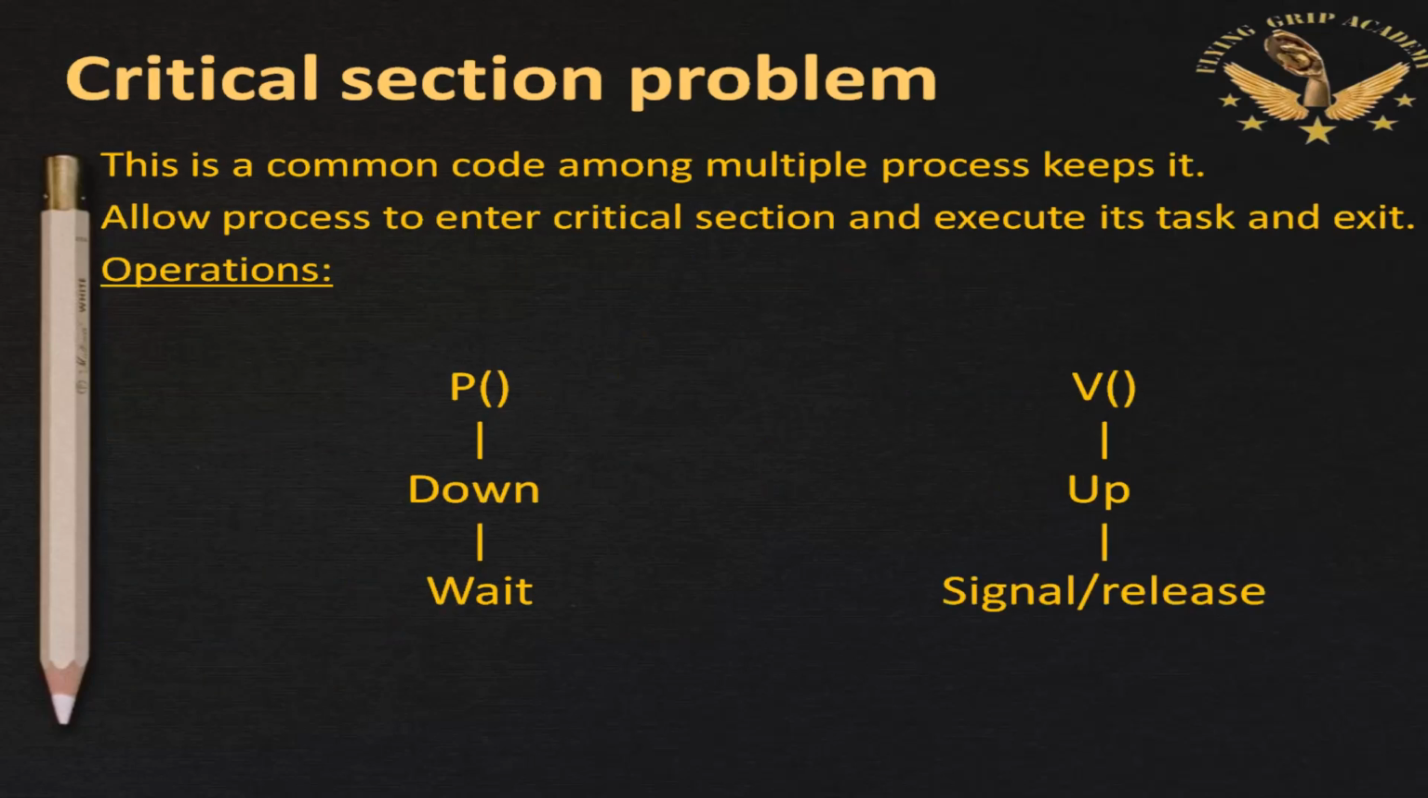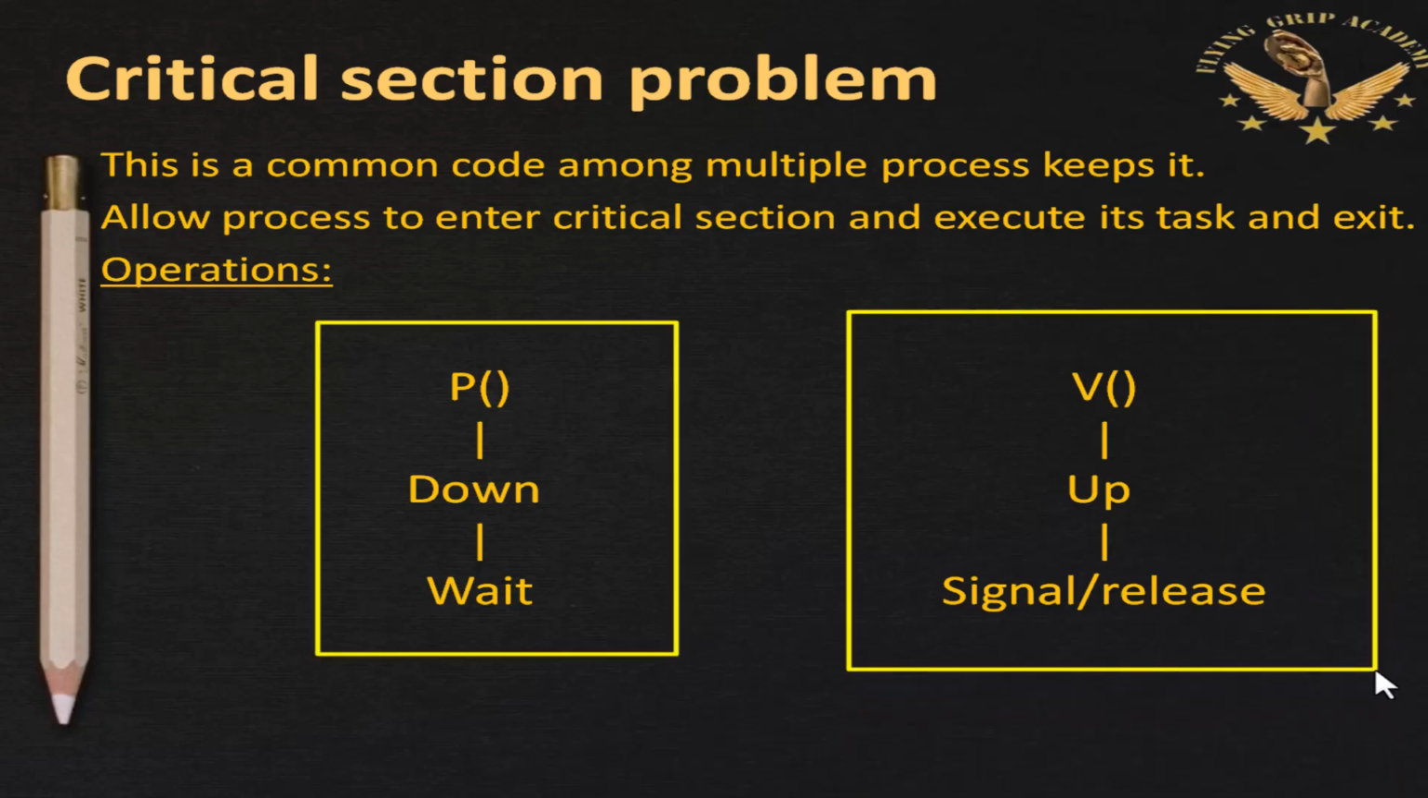Critical section problem. Let us consider what the critical section problem is. This is common code among multiple processes. It allows a process to enter into the critical section, executes its task, and exits. Here we have two operations.